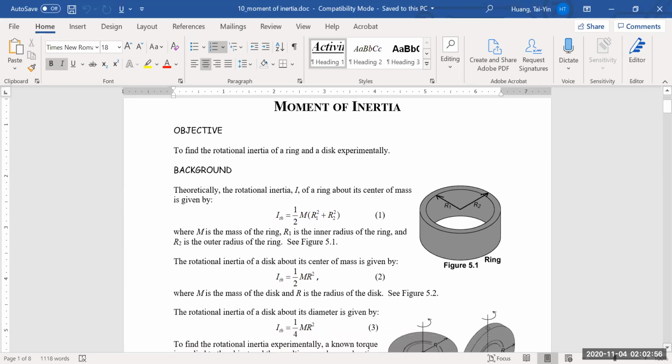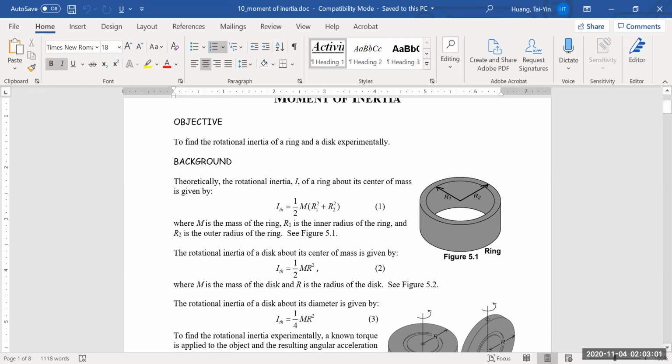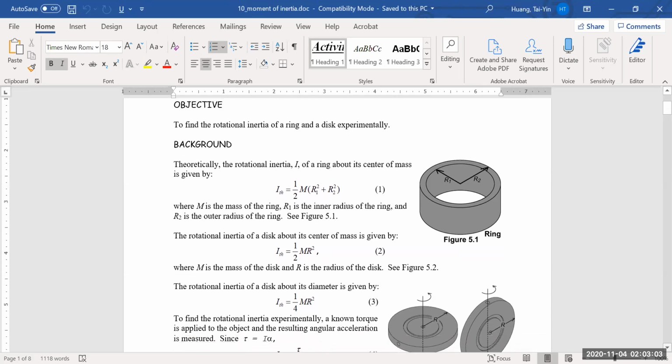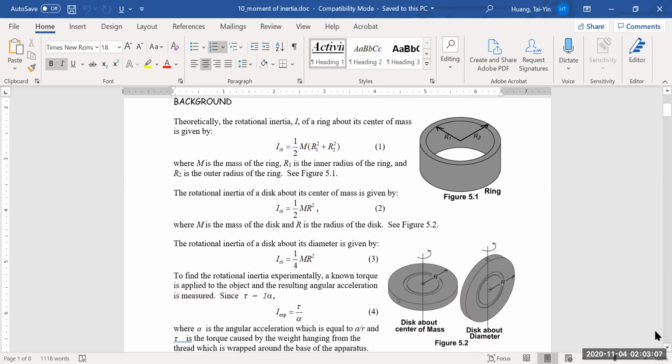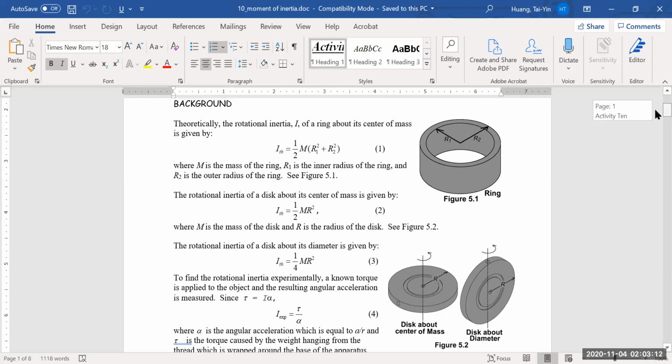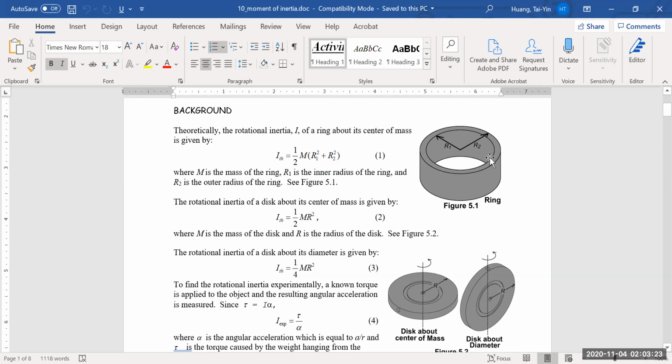So in this lab, you will use two different objects in three different rotation configurations, and you'll find that the theoretical values for the moment of inertia are different. We're just going to focus on rotations about the central mass of a disk. So this is the ring, but nevertheless, I'm just going to go over the stuff in this activity.